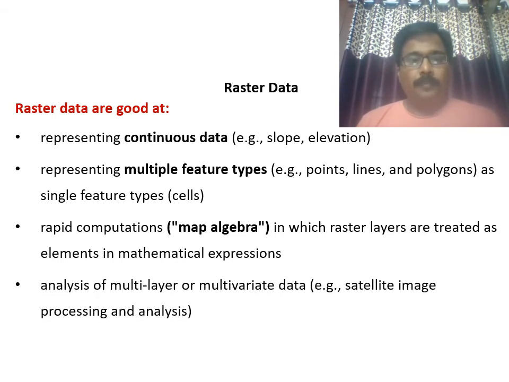An analysis of multi-layer or multivariate data, that is satellite image processing and analysis, can also be done because it is also representing the raster format. And this is going to occupy a lot of disk space because every pixel information has to be saved at the computer in the form of tables. That's why it is going to occupy a lot of disk space.